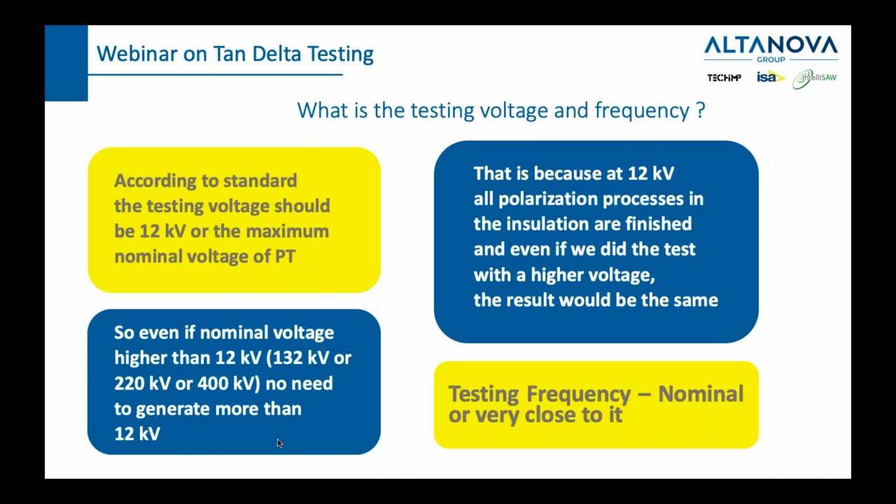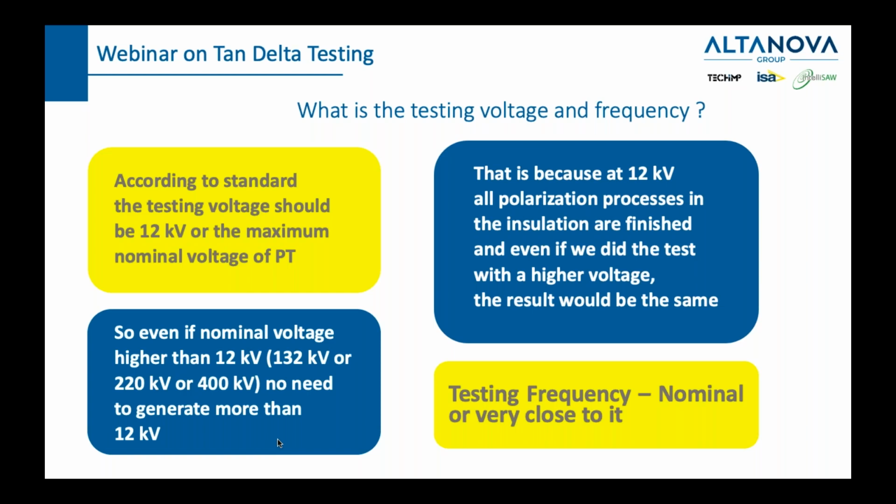I know this might sound strange to somebody, but 12 kilovolts is the voltage at which polarization has fully taken its course, and you don't need to go higher, because even if you measure with a higher value, you will not get different results. Very often, even 10 kilovolts is used, but you also need to keep in mind that when you're doing this measurement on the transformer, the value should never exceed the nominal value of your primary or secondary side.